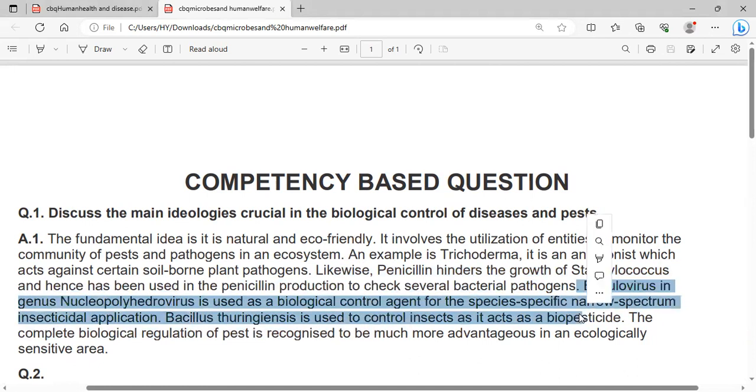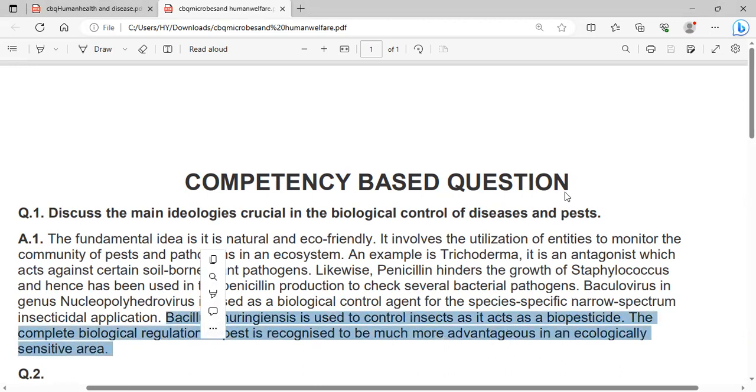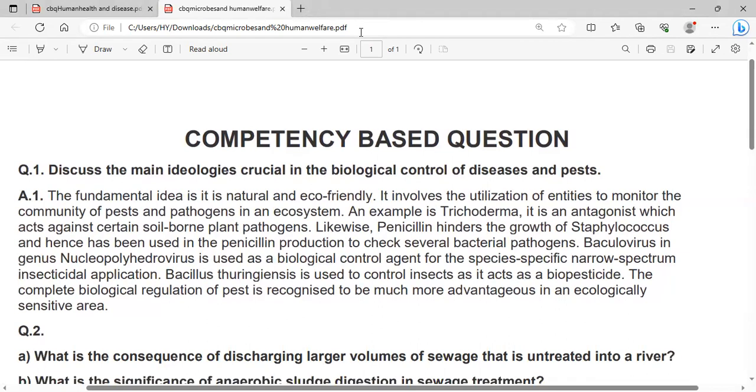Baculovirus is a virus which belongs to the genus Nucleopolyhedrovirus, and it is a biological control agent for species-specific, narrow-spectrum insecticidal application. So it kills the insect, and it is very species specific also. Bacillus thuringiensis is also used to control insects as a biopesticide. The complete biological regulation of the pest is recognized to be much more advantageous in an ecologically sensitive area.